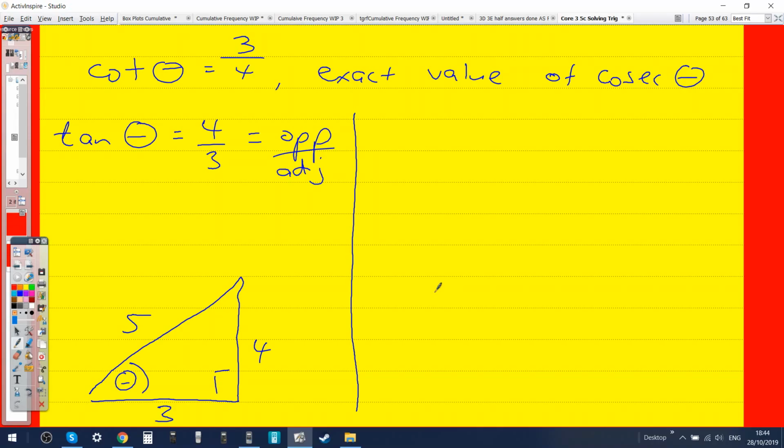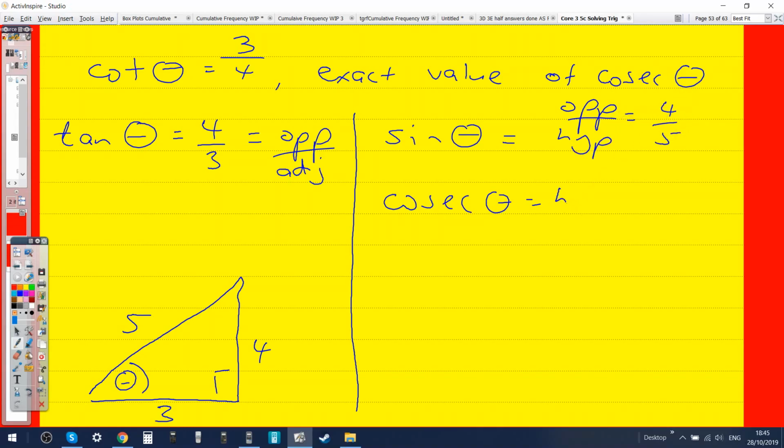Cosec theta is equal to 1 over sine theta. So what is sine theta in relation with this triangle? And so what is 1 over sine theta? Sine theta is opposite over hypotenuse, which is equal to 4 over 5. So then cosec theta is 5 over 4, hypotenuse over opposite. 5/4. And there's a little trick.